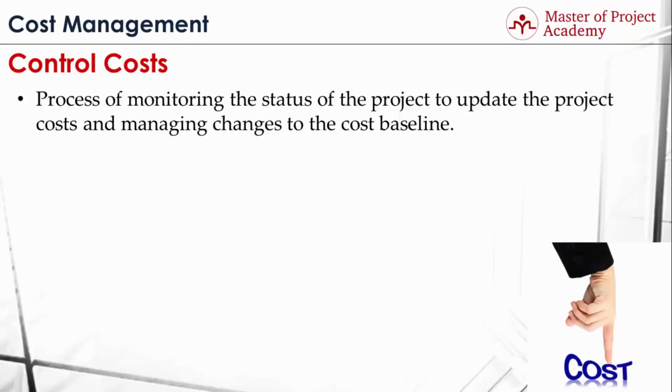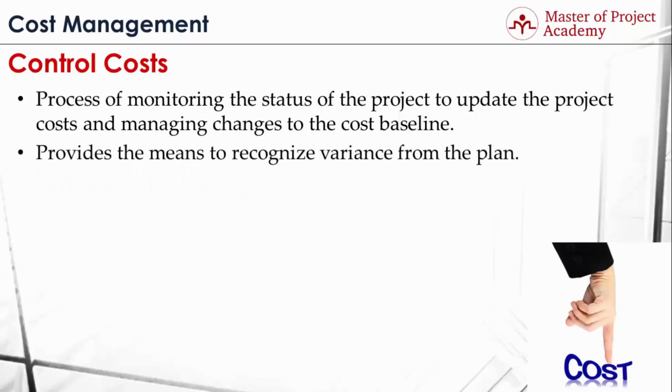Control costs process provides the means to recognize variance from the plan, because you will be monitoring the expenditures throughout the project, and you have the cost baseline of your project in hand as well. Let's assume that in the second month of your project, you've spent $220,000, although you have planned to spend $180,000. So you exceeded $40,000 according to the cost baseline. You need to assess this variance and take corrective actions to prevent any future variances, respectively.